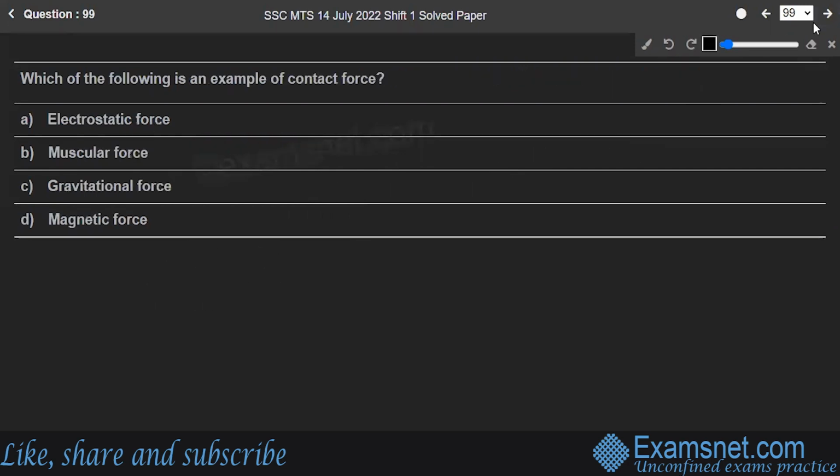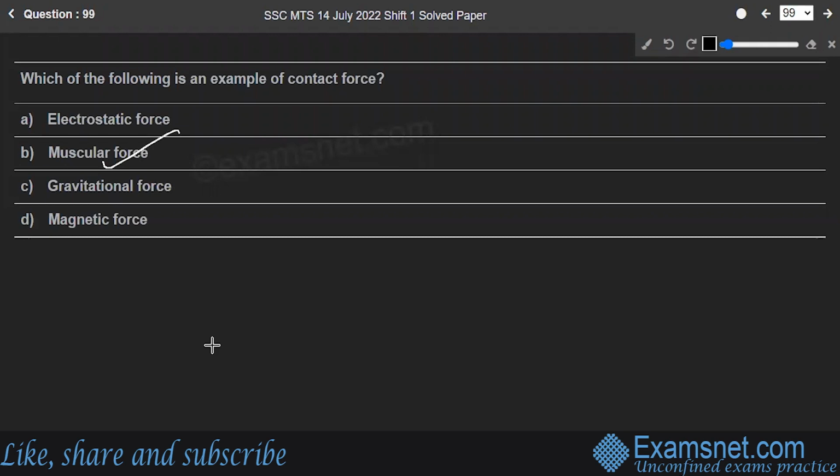Next, question number 99. Which of the following is an example of contact force? Electrostatic, muscular, gravitational, or magnetic force? Well, if we are talking about the contact forces, this is nothing but the muscular force. What is a contact force? It's a force exerted by objects in contact with each other. This can be continuous or temporary, just an impulse.